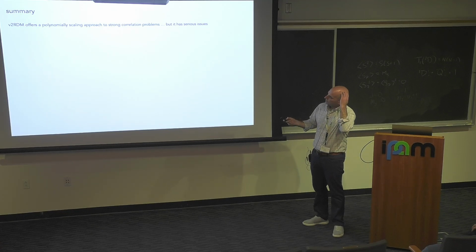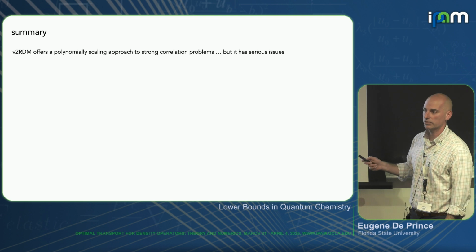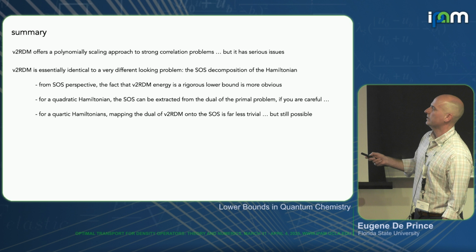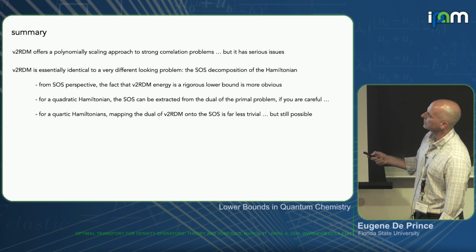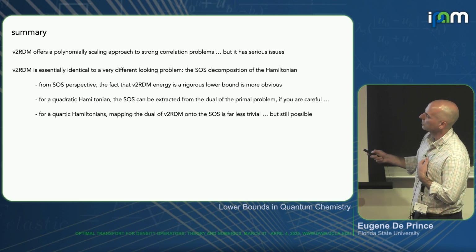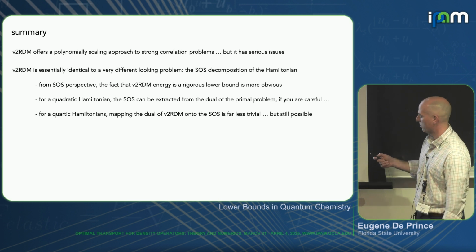To summarize, this V2RDM approach is pretty neat. It gives you a polynomially scaling approach to strong correlation problems, but it has some very serious issues that have yet to be resolved. And it turns out, which I didn't realize until very recently, this is essentially identical to this SOS problem. From that point of view, for me, it's very easy to see that the V2RDM energy is a rigorous lower bound. For quadratic Hamiltonians, it's trivial to extract the SOS from the dual of the primal problem, if you're careful. For quartic Hamiltonians, the algebra gets messy, but it should still be possible.